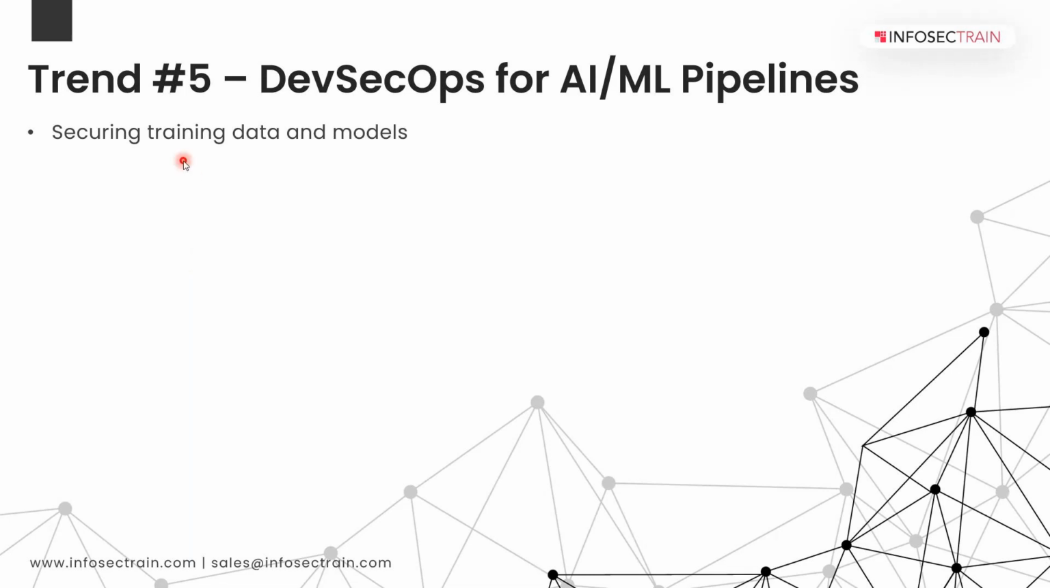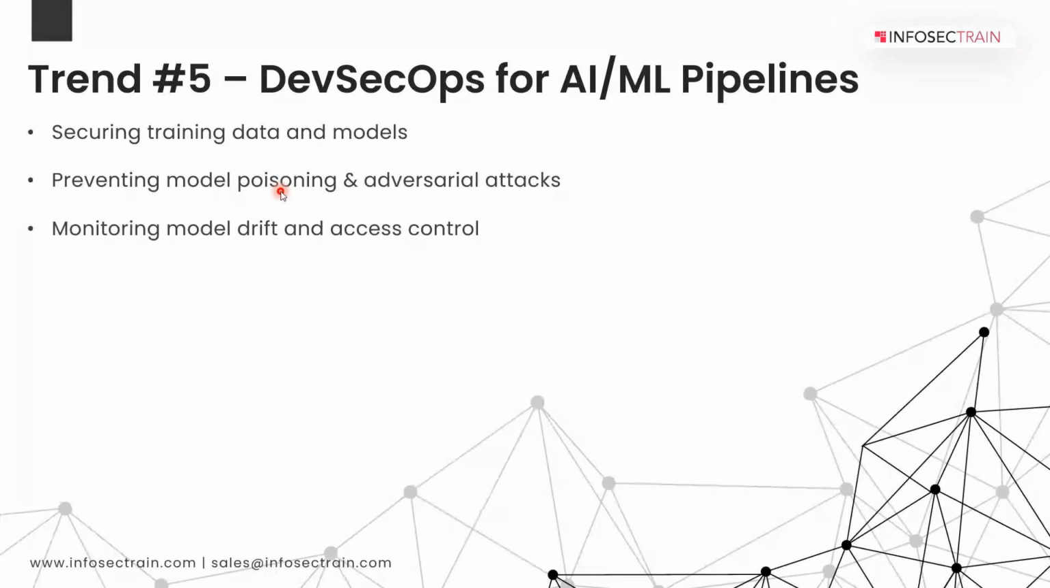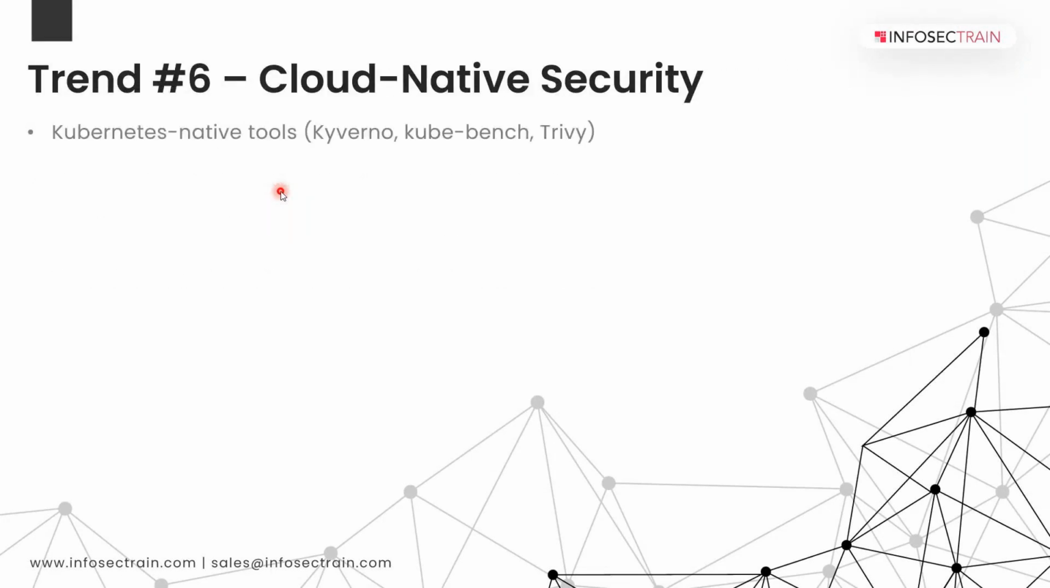So how do we secure training data and models? We prevent model poisoning and adversarial attacks, and we monitor model drift and access control. We have to perform all those things. Then we will be using tools like MLflow, Data Version Control, and custom scanning. In addition to this, you also have a tool called Kubeflow. Okay, so these are all of them, and the next trend is cloud native security.